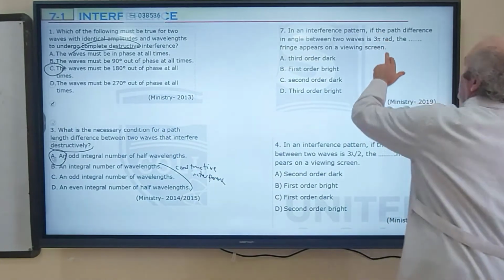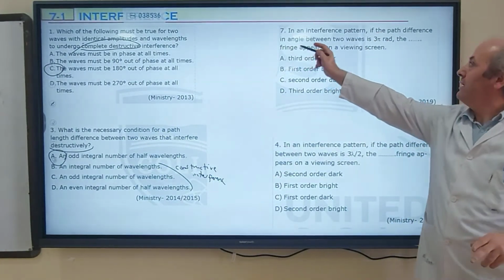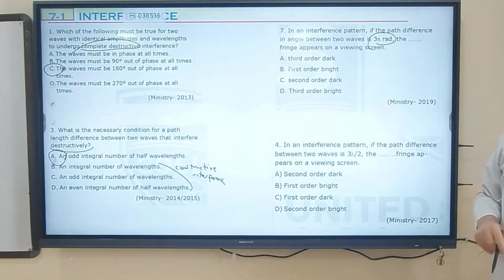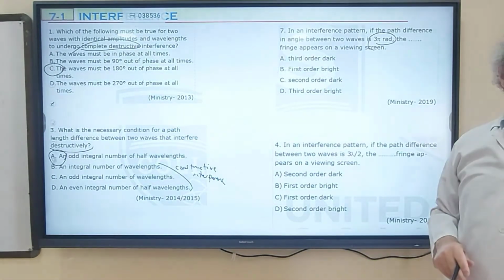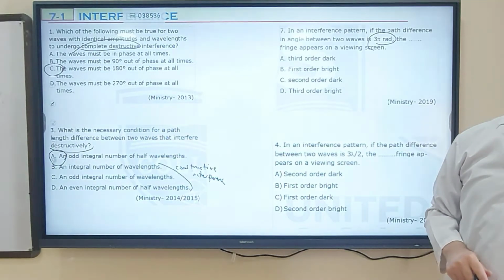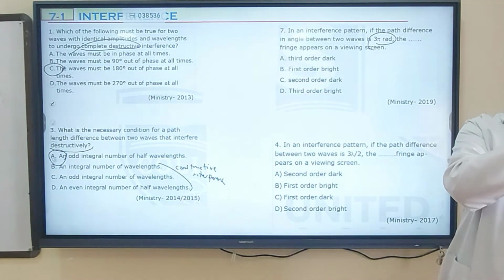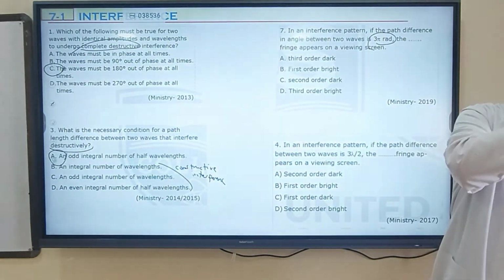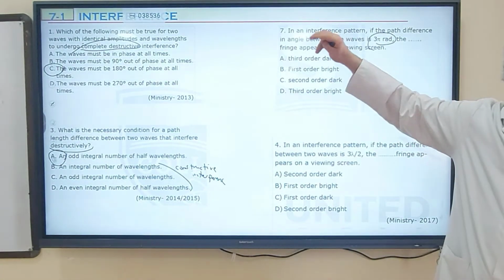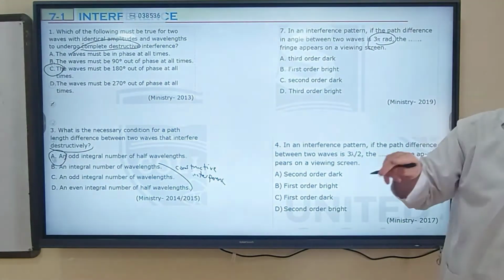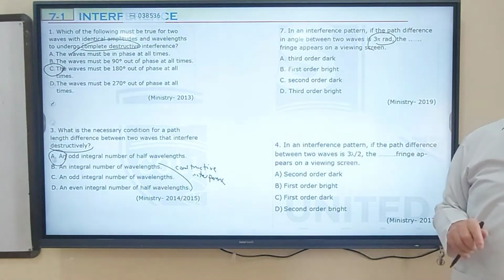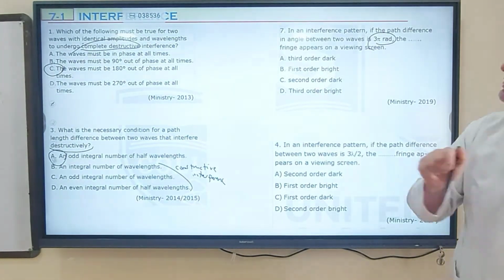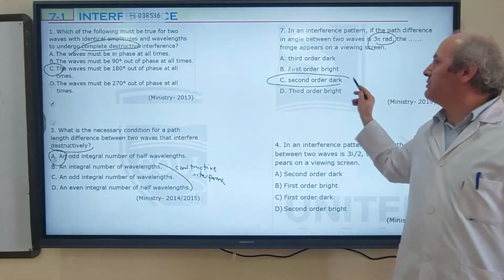In an interference pattern, if the path difference in angle between two waves is 3 pi radian, what do you think? Is it constructive or destructive? Destructive. Remember, 2 pi, 4 pi, 6 pi, 8 pi, 10 pi were constructive. Pi, 3 pi, 5 pi, 7 pi, 9 pi are for destructive. Which dark fringe is this? Second. The first one is pi, the second one is 3 pi. So this is the second order dark.